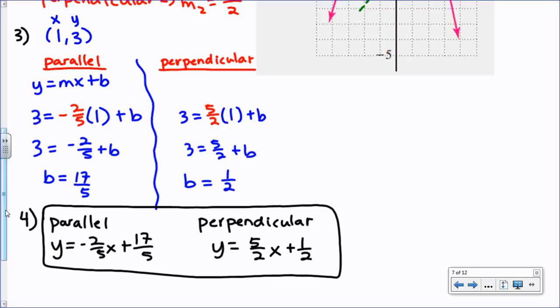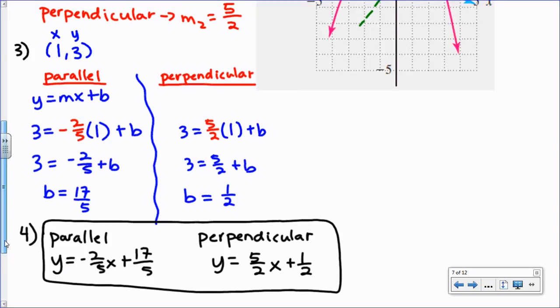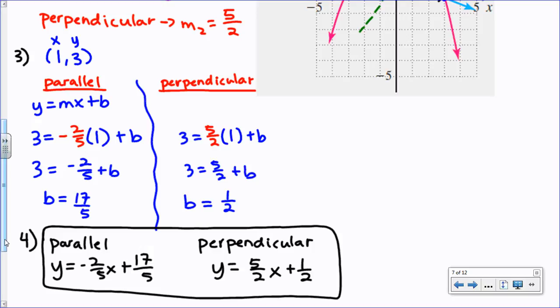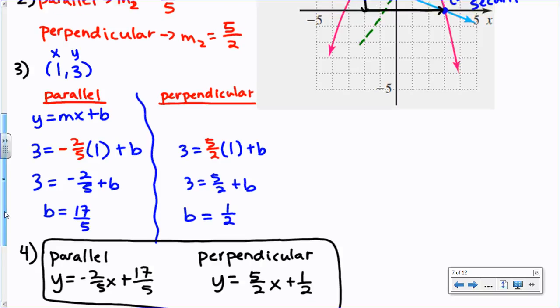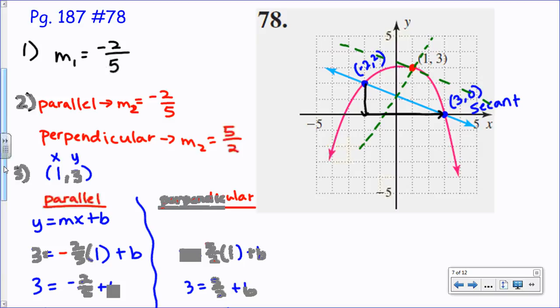You're given a graph, so make sure it makes sense. This is a little over 3 here on parallel. So 1, 2, 3. Yep, that looks like my line intercepts a little over 3. And the slope is the same, so down 2, right 5. Perpendicular, the other one, this line's not drawn as well. It should be here, 1/2, but then it should be the opposite reciprocal, so up 5, right 2. That's what you want there.